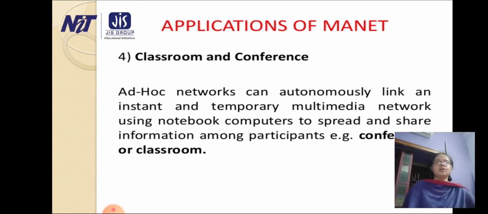Classroom and conference. An ad hoc network can autonomously link an instant and temporary multimedia network using notebook computers to spread and share information among participants, for example in a conference or classroom. So educational opportunities are available on the internet in remote areas, despite the economic infeasibility of providing expensive last mile wireline internet access in these areas to all subscribers.